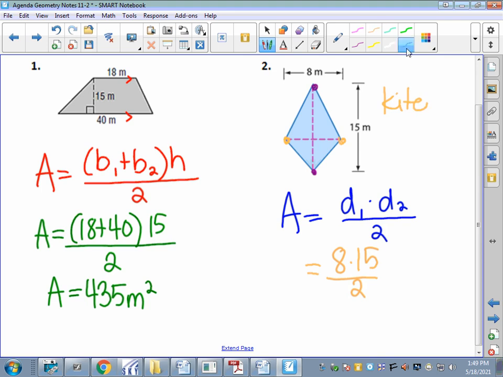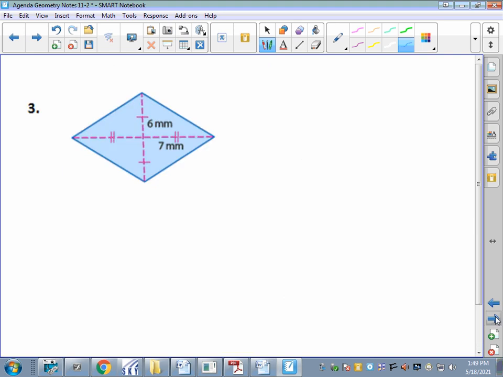This is a kite, just in case you need to know where I got that formula from. That ends up being 60. And if we're going to put the units on there, that would be meters squared, because area is always squared. So far, so good. Everybody okay? Seems so easy, right? We throw some side problems in here.